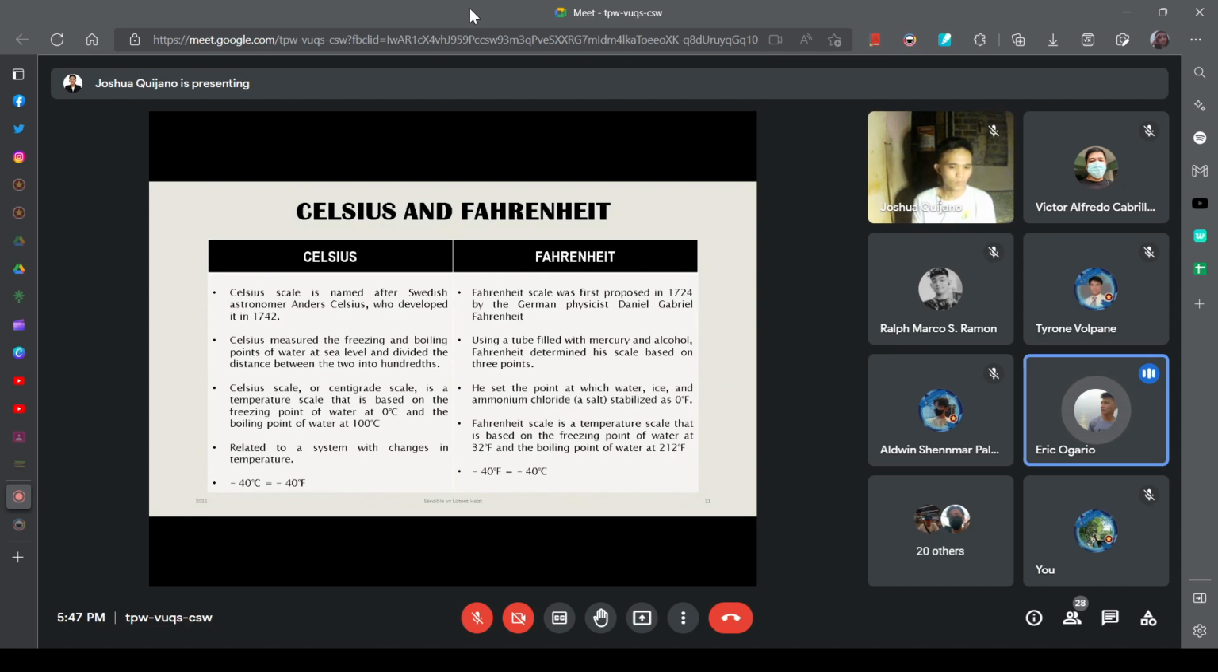So, yung Celsius and Fahrenheit, nagkakaparehas lang sila sa negative 40 degrees Fahrenheit and negative 40 degrees Celsius. So, yung sa Celsius naman is, yung freezing point ng water is 0 degrees Celsius. Sa Fahrenheit is 32 degrees Fahrenheit. Then yung boiling point naman ng water is 100 degrees Celsius. Sa Fahrenheit naman is 212 degrees Fahrenheit. Yung body temperature naman sa Celsius is 37 degrees Celsius. Then 98.6 degrees naman sa Fahrenheit.